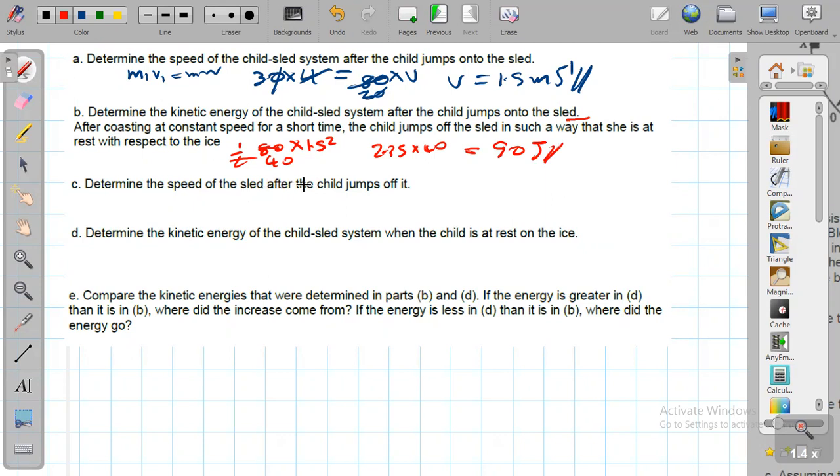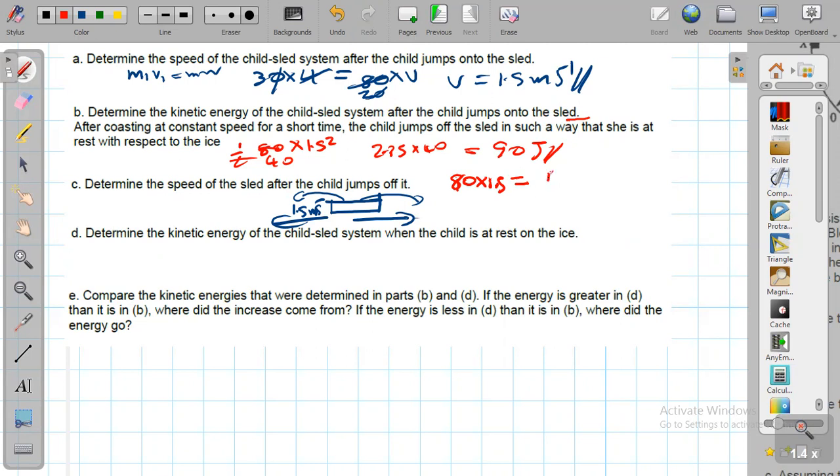Determine the speed of the sled after the child jumps off it. Right. The child jumps off so that the child's speed becomes zero, which means relative to the sled the child moves 1.5 m/s the other way. So it will impart a certain momentum on the sled. What is the system momentum already? The initial momentum is 80 times 1.5. And the final momentum, with respect to the earth, is what?